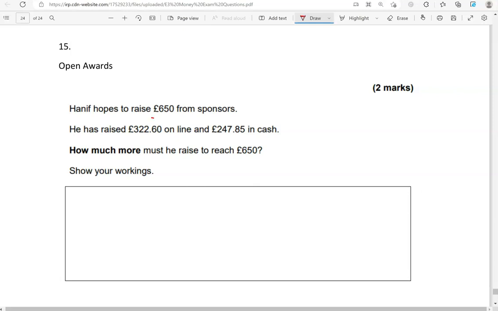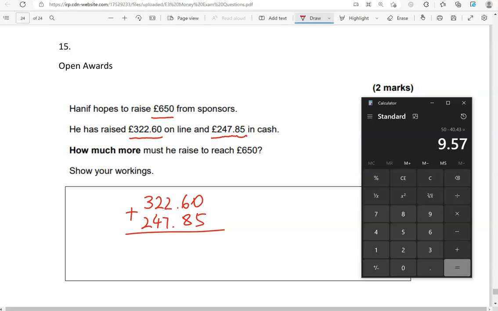Hanif hopes to raise £650 from sponsors. He has raised £322.60 online and £247.85 in cash. How much more must he raise to reach 650? So we'll add first £322.60 and £247.85, which gives us £570.45.